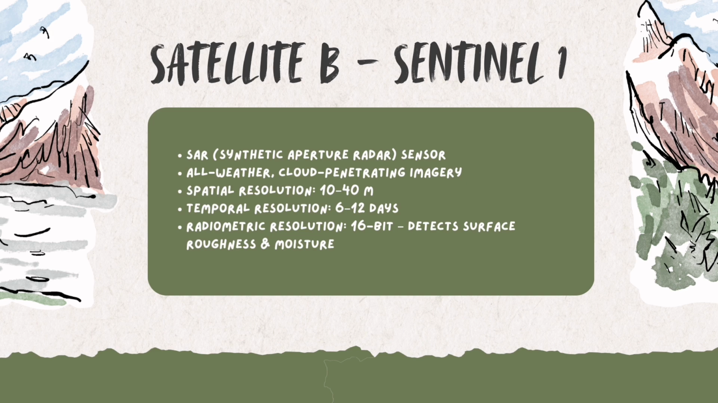While Sentinel-2 focuses on optical data, we also need radar data to see through cloud, and that's where Sentinel-1 plays its role. Sentinel-1 is equipped with SAR, which collects data regardless of weather or lighting. This makes it perfect for Malaysia's tropical climate, which is often cloudy. It offers resolution from 10 to 40 meters and operates on a 6 to 12 day revisit cycle. With a 16-bit radiometric resolution, it can detect detailed surface changes such as erosion in mangroves or wetlands.